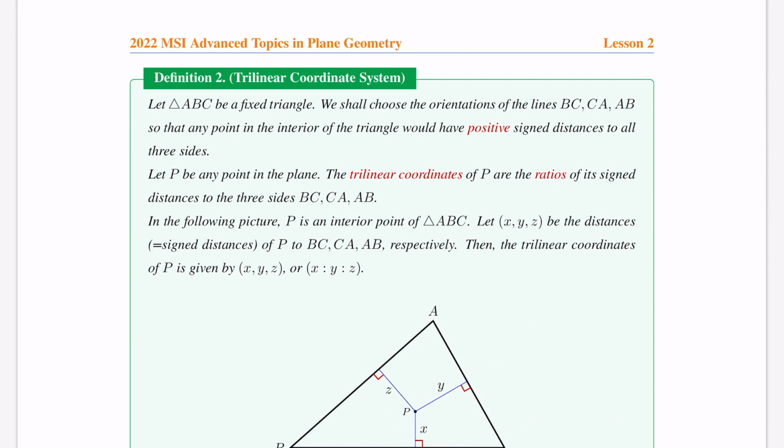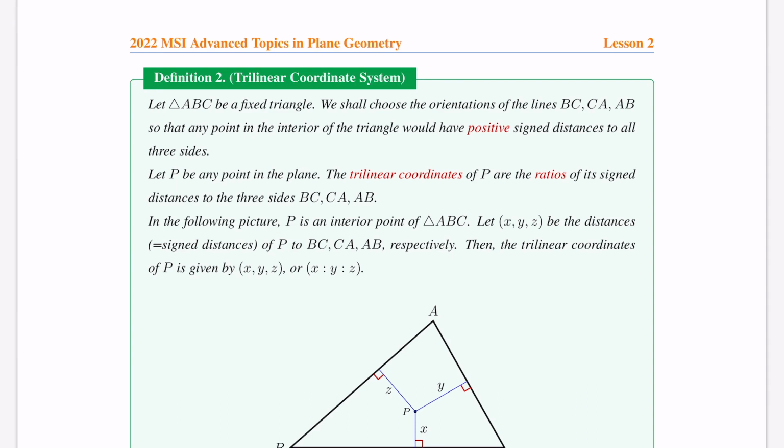Okay, so let x, y, z be the signed distances of P to the three sides of the triangle. Here, our convention is always like that. If we have a triangle ABC, then the distance to BC is assigned x, the distance to CA is the second distance y, and the distance to AB is the third distance z. This is because BC corresponds to angle A, CA corresponds to angle B, and AB corresponds to angle C. So we just write the coordinates in that order.